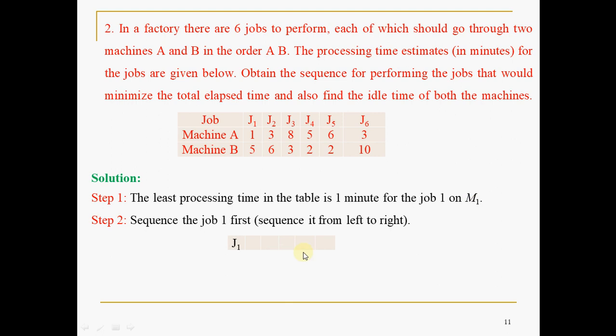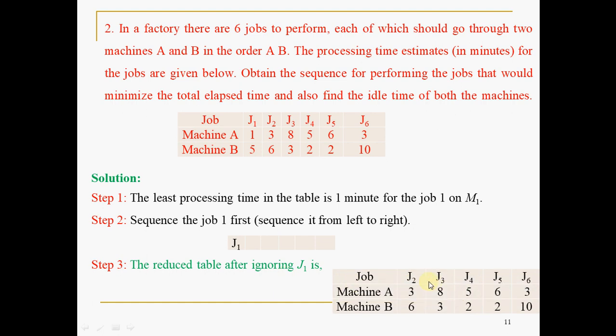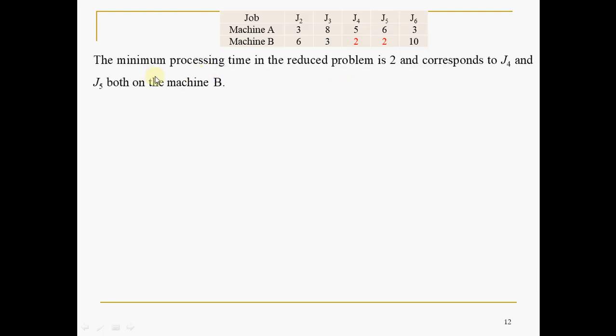So you will get it like this. You have to write 6 blank spaces, and you keep on filling them one by one. Fine. Now you have to write the reduced table after ignoring the sequenced job. J1 is not there, so J2, J3, J4, J5, J6. Again it is rewritten here for convenience. Fine. Now again the same procedure.